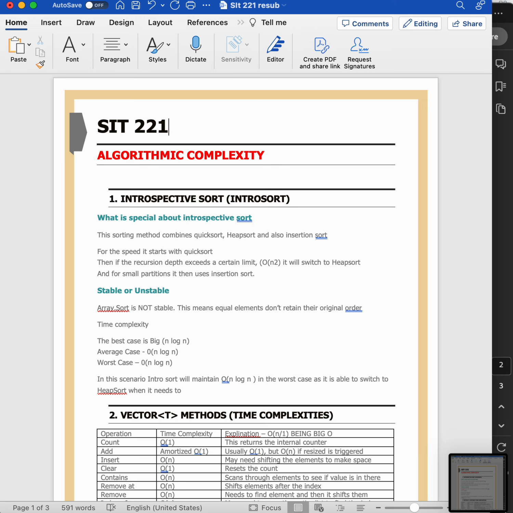The time complexity: the best case is big omega, the average case is big theta, and the worst case is big O. The cool thing is that it stays fast by switching to heap sort, avoiding quicksort's bad big O, keeping the linearithmic performance, which is good.